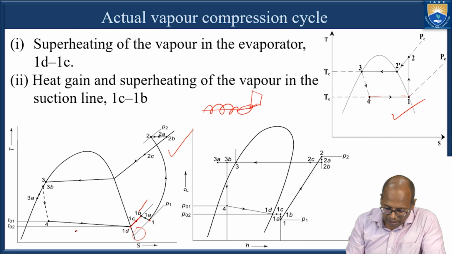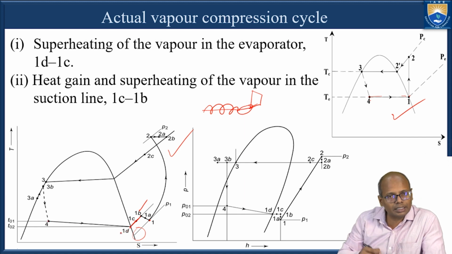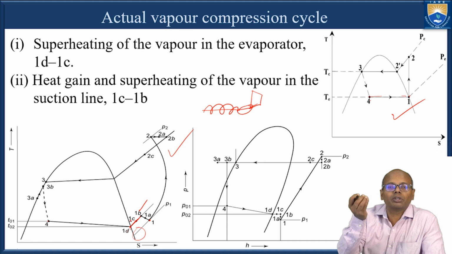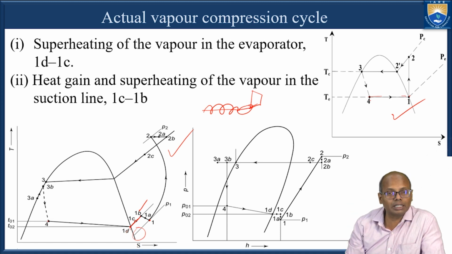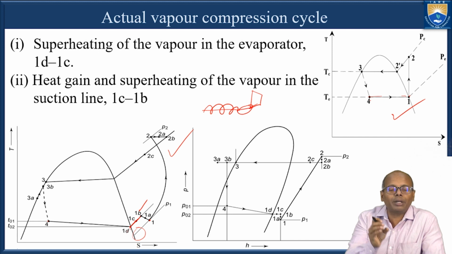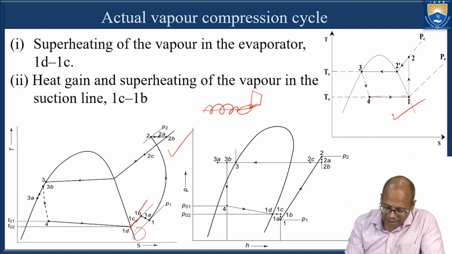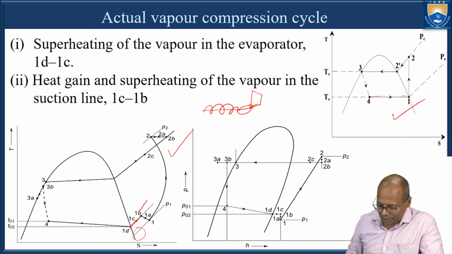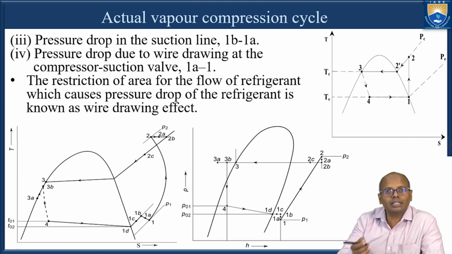So from 4 to 1D, it is in the evaporator, and in the evaporator again there is some superheating from 1D to 1C. In the suction line, that is the line between the evaporator and the compressor, there is some further superheating, that is from 1C to 1B. So there is superheating. What else is there in the suction line?